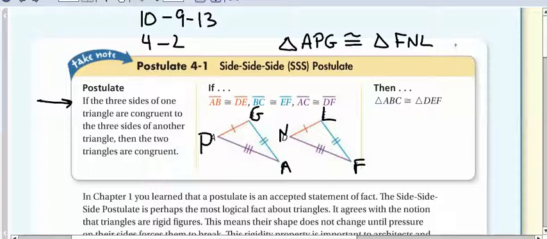Now watch. Here's how you got to finish it. You got to write by SSS. That's your explanation. Triangle APG is congruent to triangle FNL by SSS, which is the abbreviation for side postulate. Okay? And make sure you understand the importance of the order of the letters. The order of the letters is real important. Any questions there? Side is pretty simple.